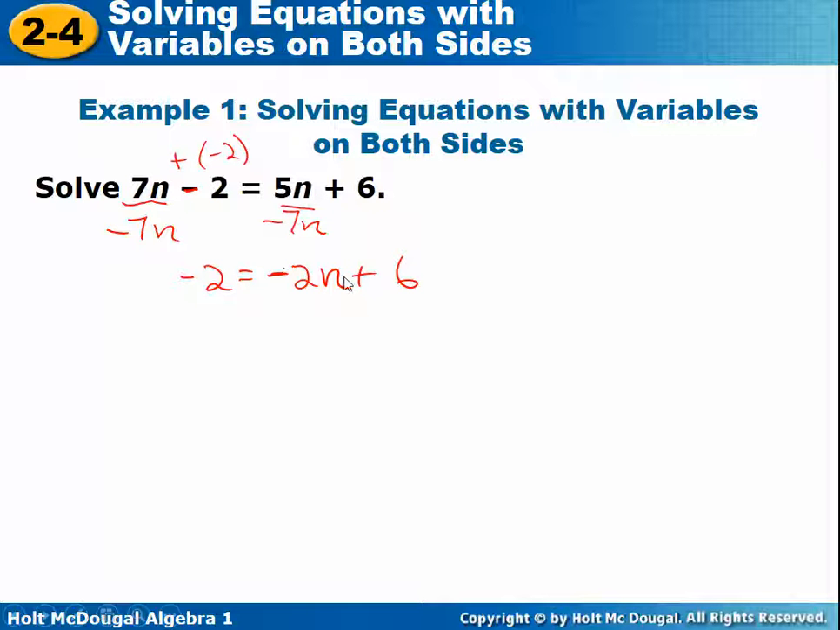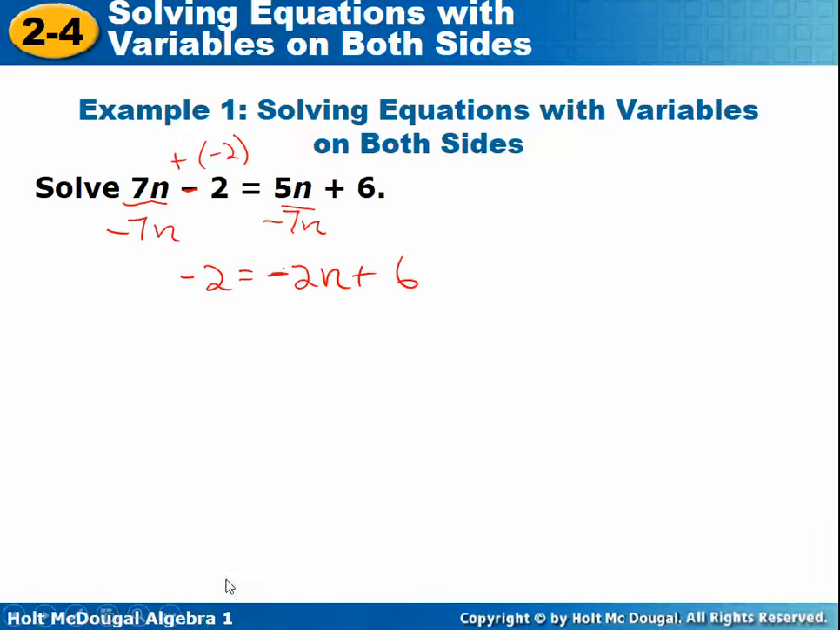The other method, let me erase this. That's not the eraser. I can't read, there we go.